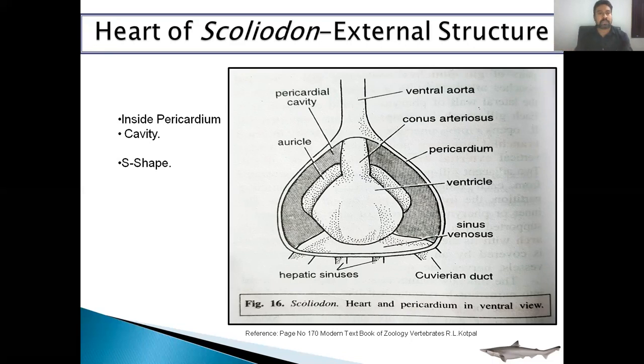Now let's discuss the external structure of the heart. In this slide, we can see the external structure of the heart.